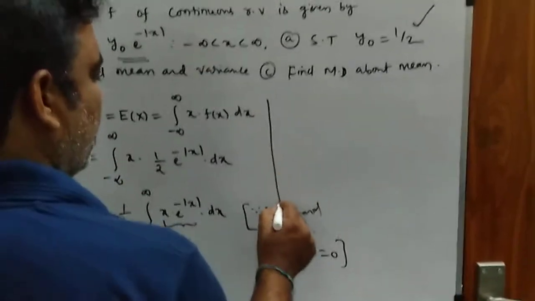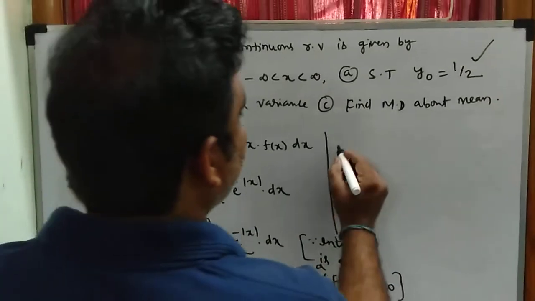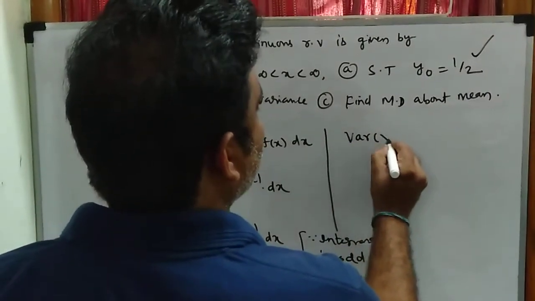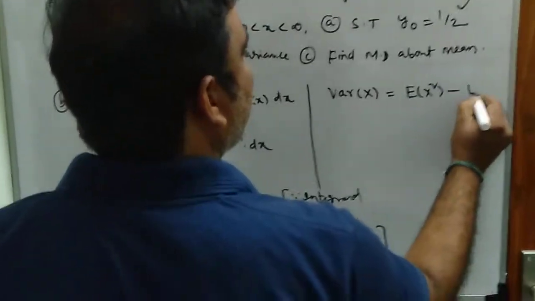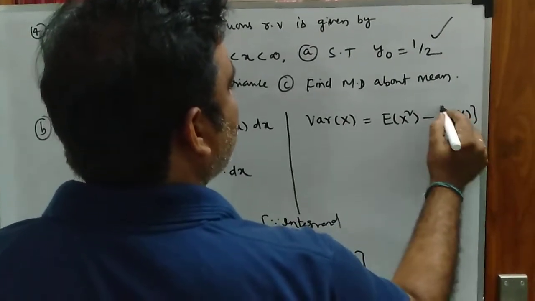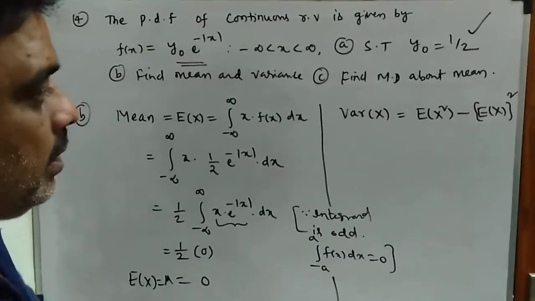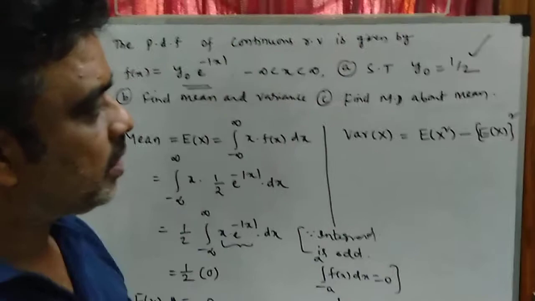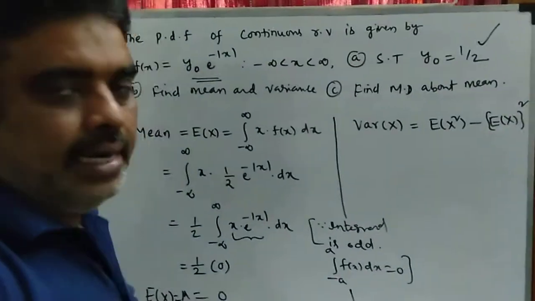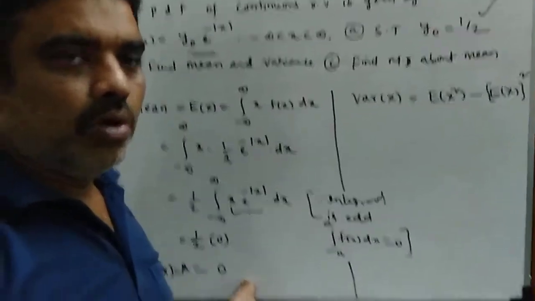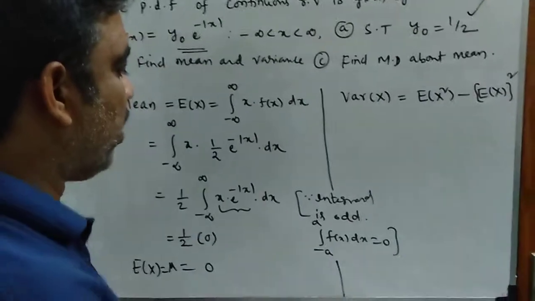In the next case we have to find the variance. So how do we find variance? What is the formula for variance? Variance of x is equal to expected value of x square minus e of x whole square. I already gave this formula in the previous class. So e of x we have already calculated, the value is 0. Now our aim is to find e of x square and substitute in the variance formula.